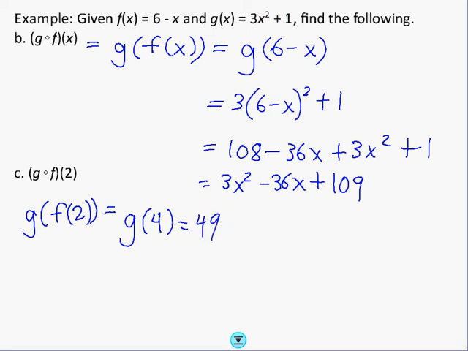We can do it that way, or we just found out that this is what g of f of x is equal to. So we can say g of f of 2 is equal to this, and I'm just going to plug in a 2. So that's 12 minus 72 is negative 60. Negative 60 plus 109 is 49. Either one of these ways work. Composition of functions.